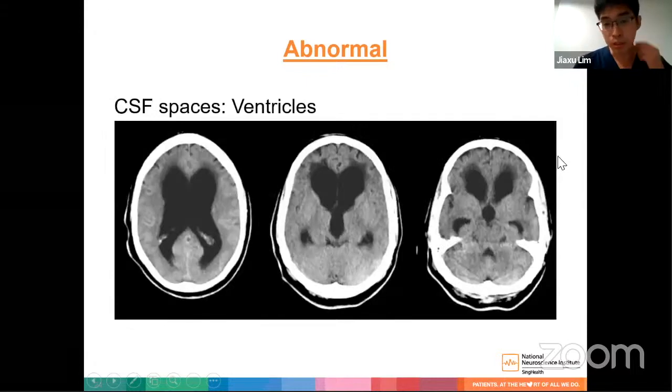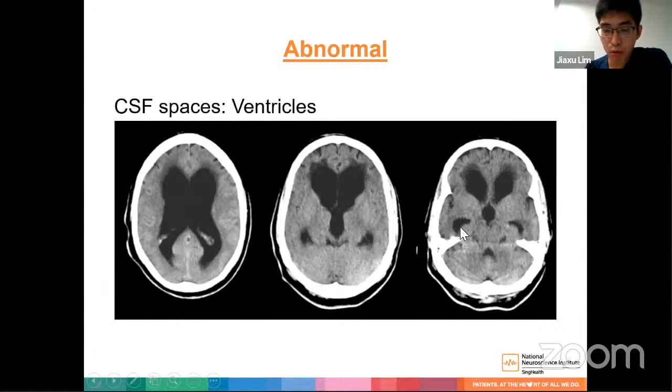Now we talked about ventricles earlier. If you zoom in on the middle axial cut over here, you can see that the normally concave frontal horns of the lateral ventricle have actually started to balloon outwards. This is because of the extra CSF that's accumulated within the lateral ventricles. Likewise, the temporal horns that are initially slit-like have become very prominent. The third ventricle is now rounded, it's not supposed to be like this.